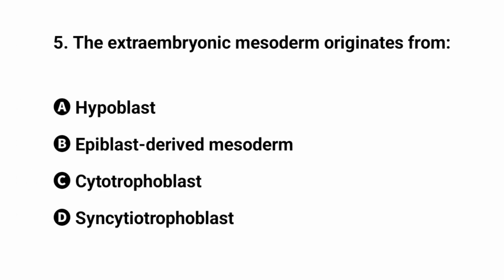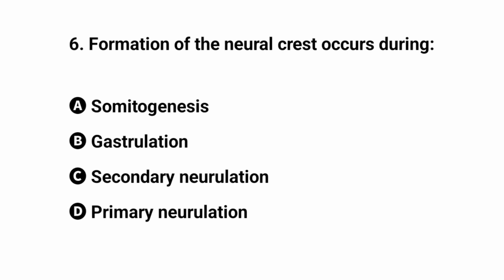Question number 5. The extra-embryonic mesoderm originates from. The right answer is B. Epiblast-derived mesoderm. Question number 6. Formation of the neural crest occurs during. The right answer is D. Primary neurulation.